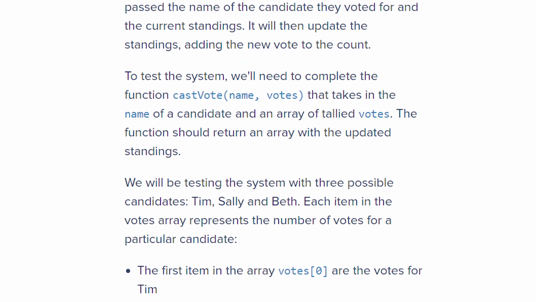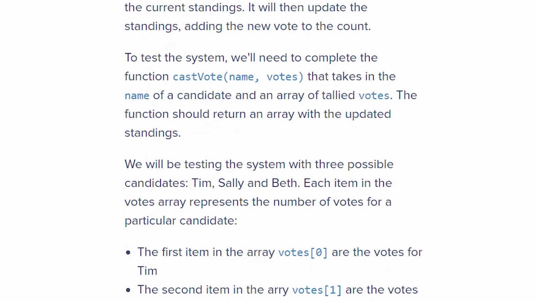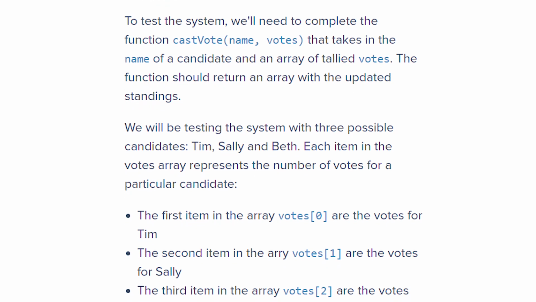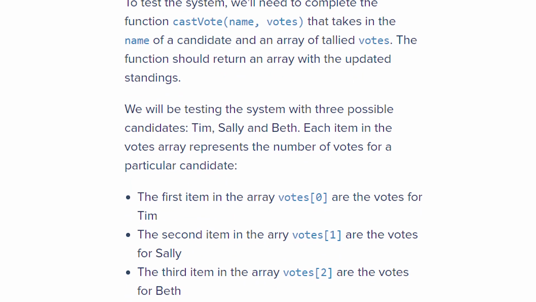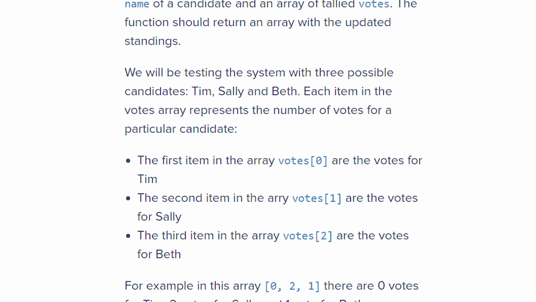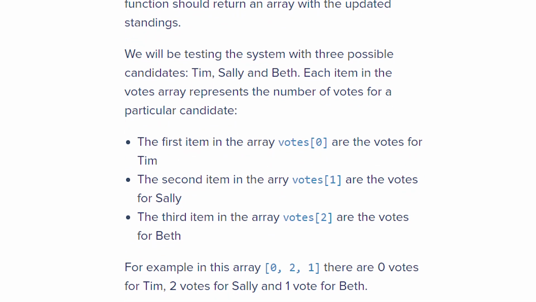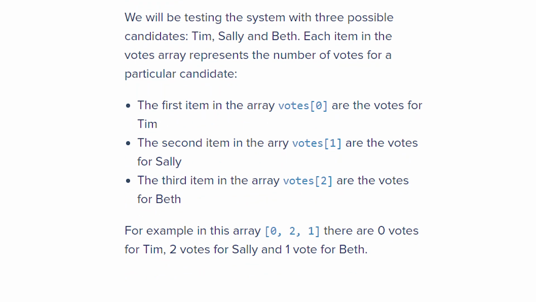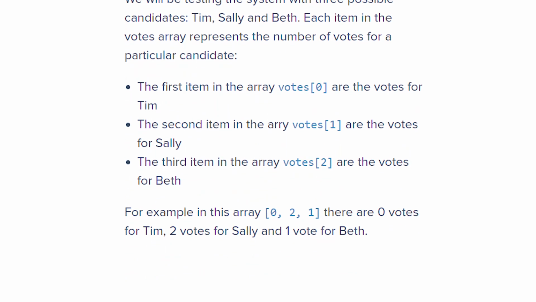We will be testing the system with 3 possible candidates: Tim, Sally, and Beth. Each item in the vote array represents a number of votes for that particular candidate. The first item in the array are the votes for Tim. The second item in the array are the votes for Sally. And the third item in the array are the votes for Beth. For example, in this array, 0, 2, and 1, there are 0 votes for Tim, 2 votes for Sally, and 1 vote for Beth.